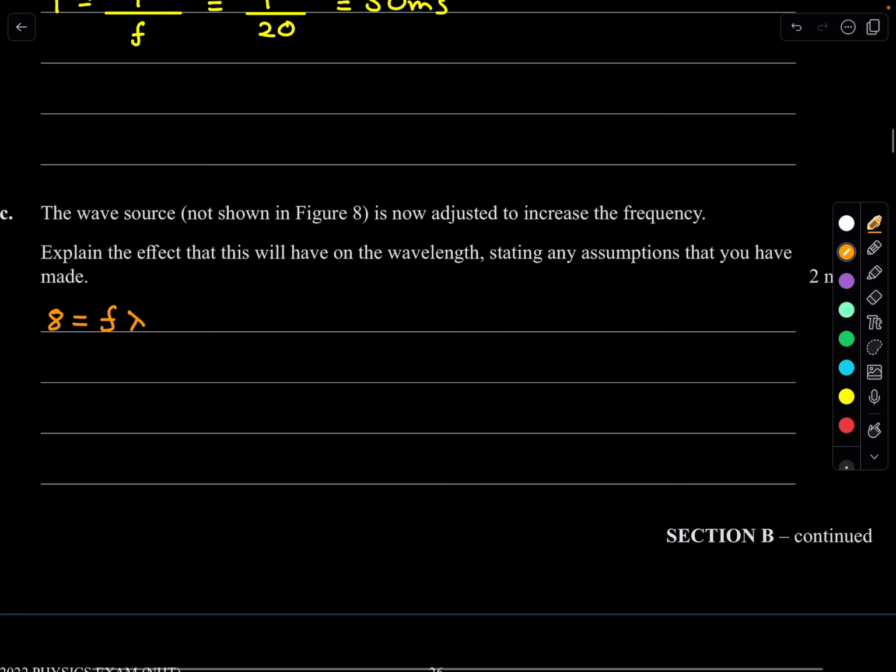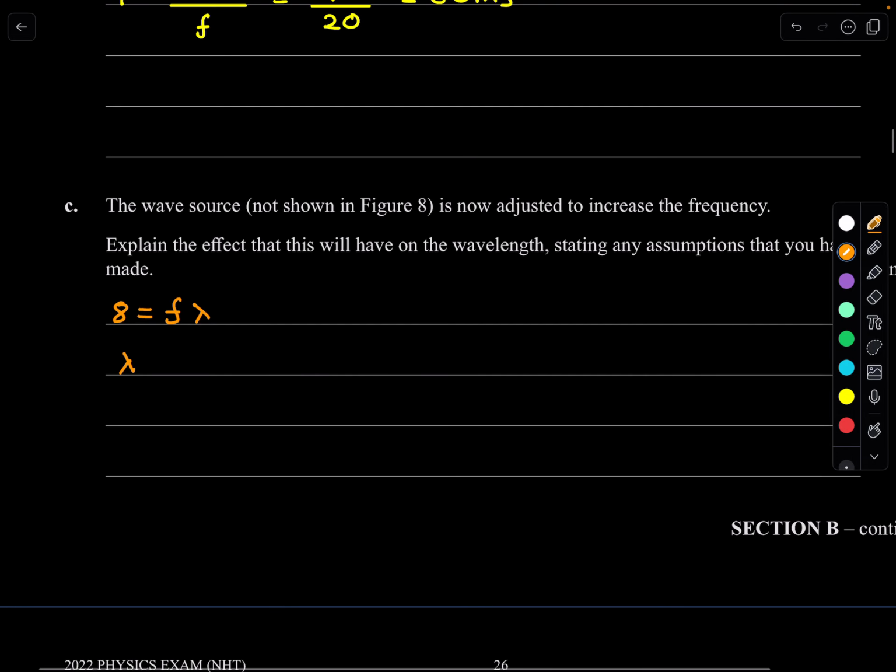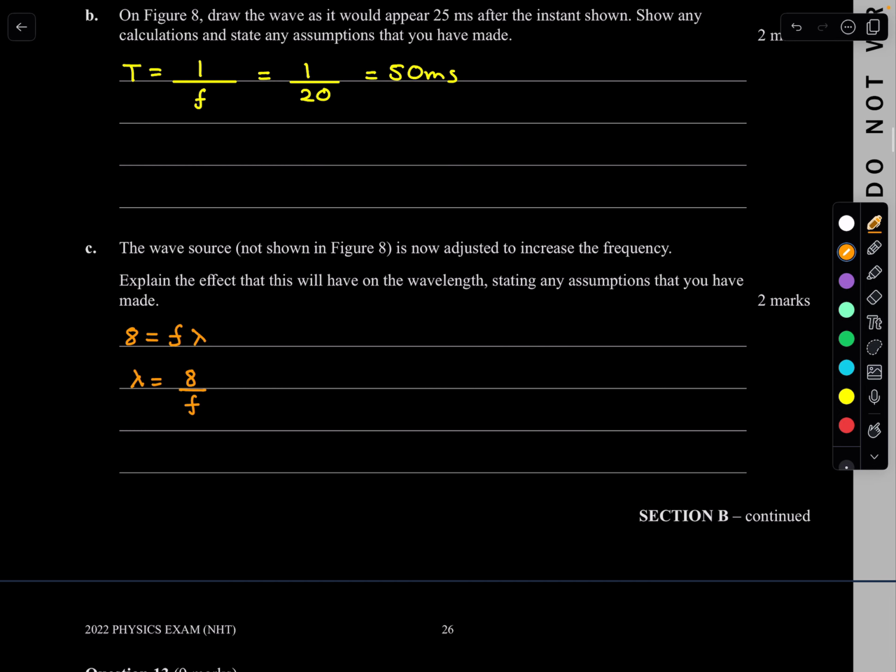And so what would this have on the wavelength? Wavelength is therefore 8 over frequency. If we increase the frequency, remember, because frequency is in the denominator, it's going to decrease our wavelength. To get the marks, the first mark comes from saying the wavelength decreases, and the assumption is that the velocity is constant. And you do want to show the formula that you used.